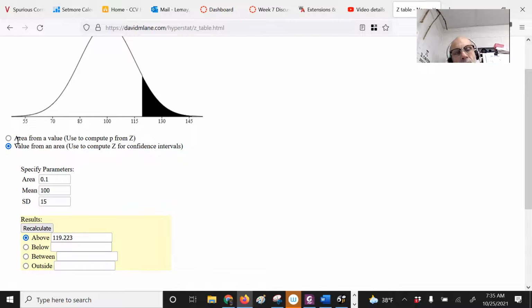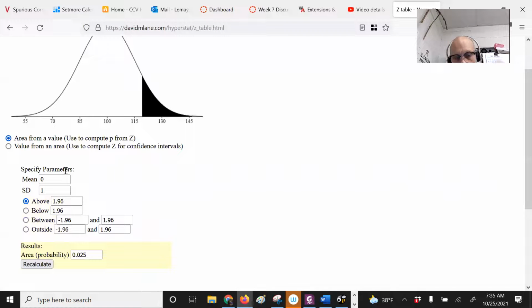Now, if you're going to use value from an area, it's the same thing. They'll tell me I know the mean, I know the standard deviation, I'm looking for a value. Okay, I'm looking for an area here. So they'll tell me the probability, which is an area. Okay, hopefully that helps.